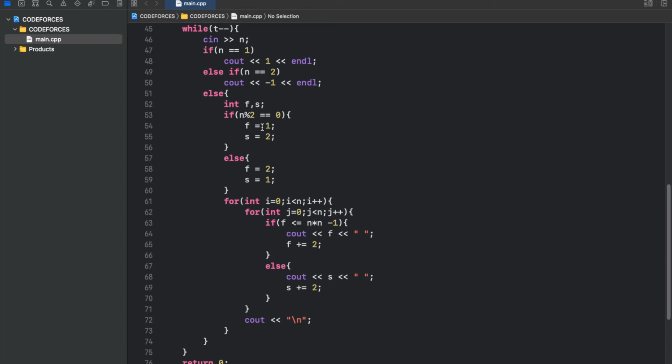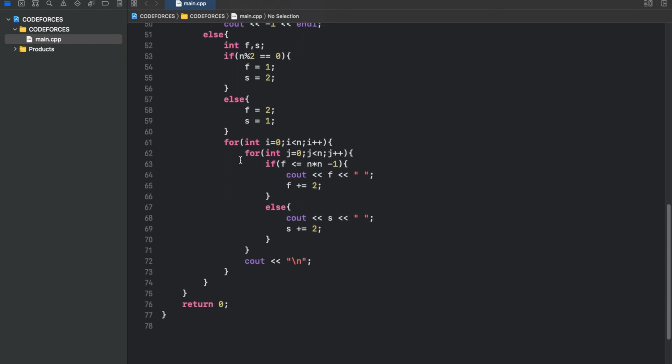So my first f is equal to 1 and then second is equal to 2. And if the number is odd, then I'll first start from even numbers. I am iterating in n square, and if f, meaning first, is less than or equal to n into n minus 1, then for any number like 4, I'll write odd numbers first, and I'll iterate f up till 15, increasing by 2 in every iteration. So I'll write f, then f plus equals 2.